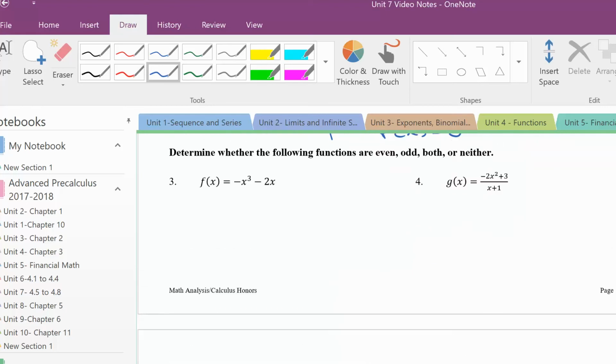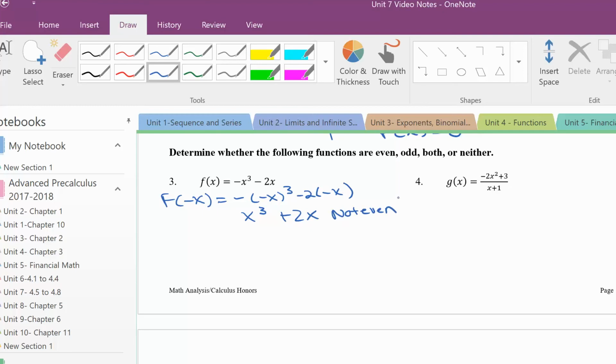So now, how do we determine symmetry? Well, remember, we substitute in a negative x and we see what happens. So the negative x to the third is negative x to the third. Opposite gives me positive x to the third plus 2x. So notice this is not even because it's not the same as what I started with.